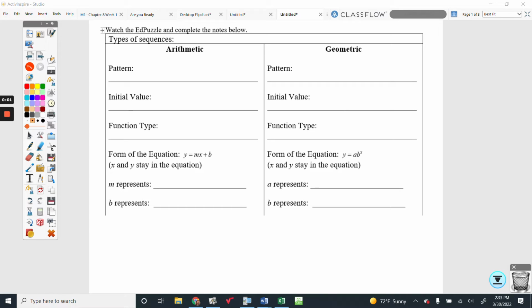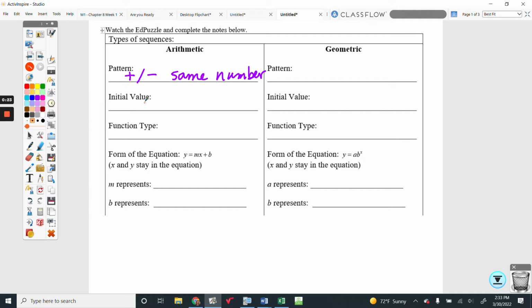Hi everybody, we're going to be talking about sequences and functions today, specifically patterns that grow. So we're going to remind ourselves of stuff we learned in chapter 5 about arithmetic and geometric sequences. Arithmetic sequences are sequences where we add or subtract the same number every time to find the next number on our list.